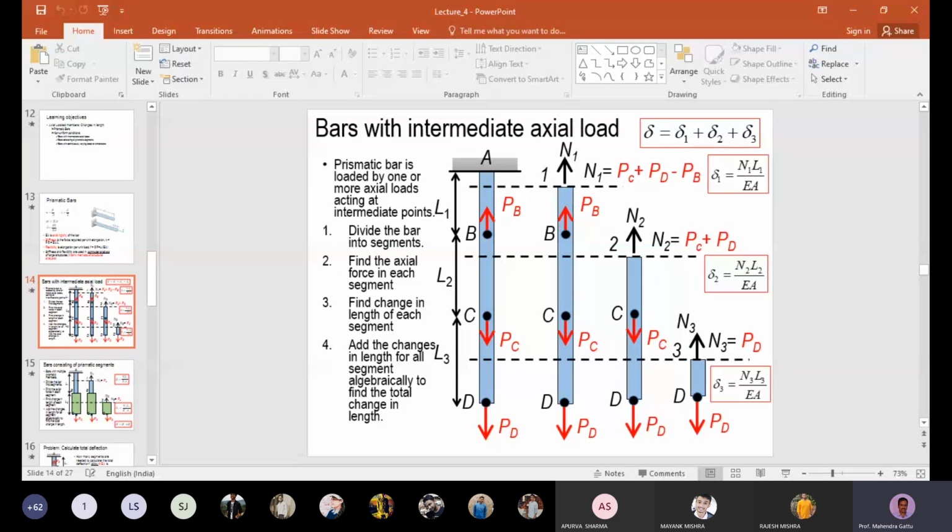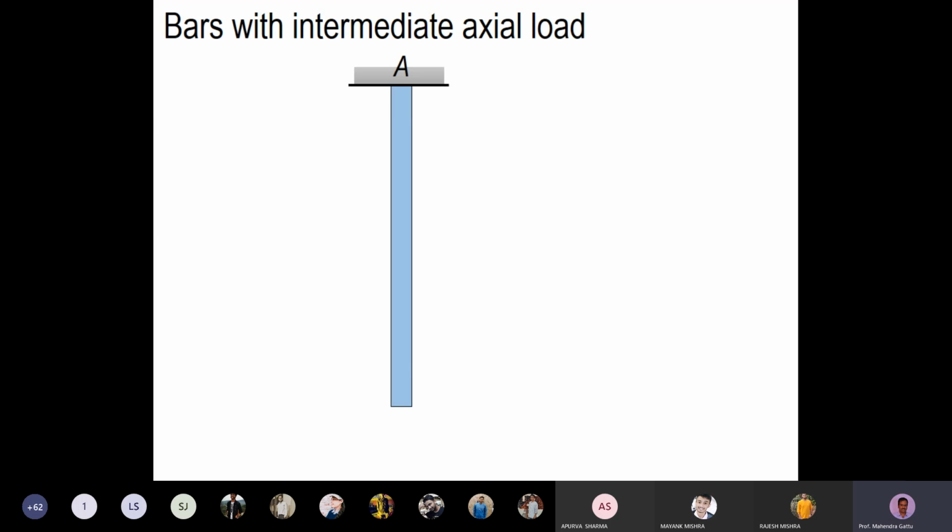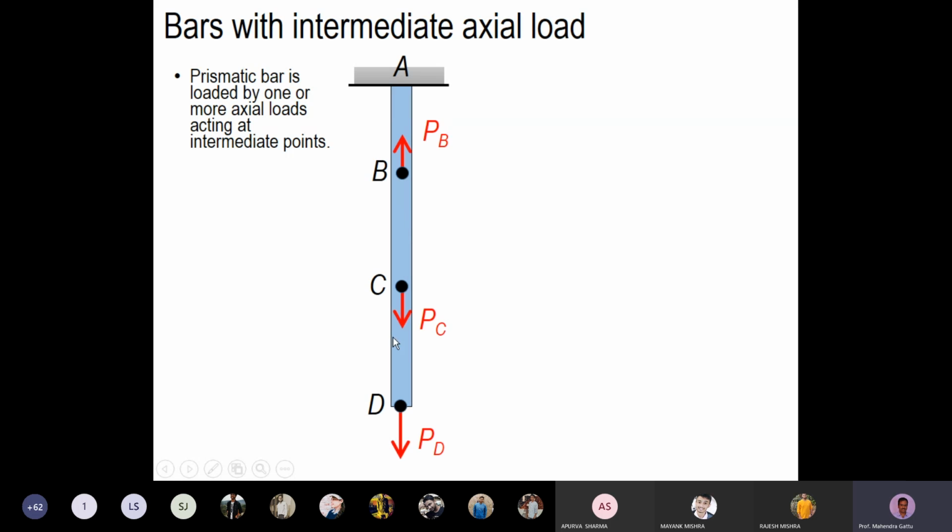Okay, so bars with intermediate axial loads. So here we have a bar A. Here we have a fixed bar, prismatic bar. And what is happening is this bar is subjected to loads not only at the end but also at some intermediate points. So here we have a load at the end PD, and intermediate points C and B. We have two loads. One load acting PC like this, another load acting PB upward.